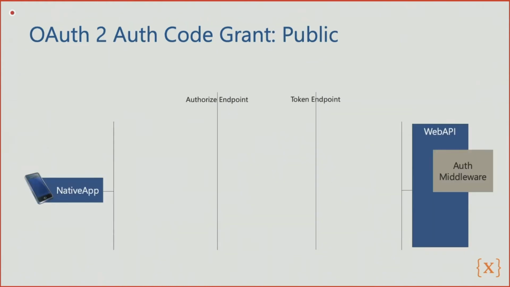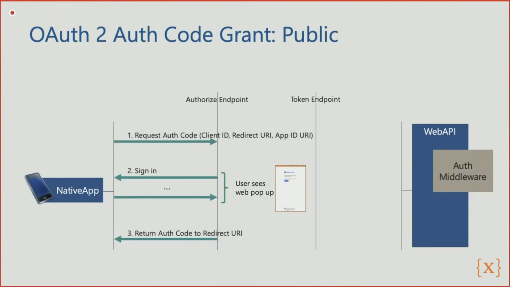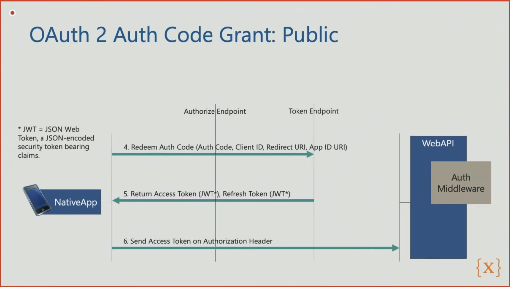So, code flow, public. A native app, I think, is a better example to use for this, but it could be a desktop app. It could be a typical browser application. Requesting the auth code, in this instance, the user uses the web page pop-up to sign in, and is directed with the code to our redirect URI. Redeeming that code for an access token, and then sending future requests into our web API with that access token in the authorization header.